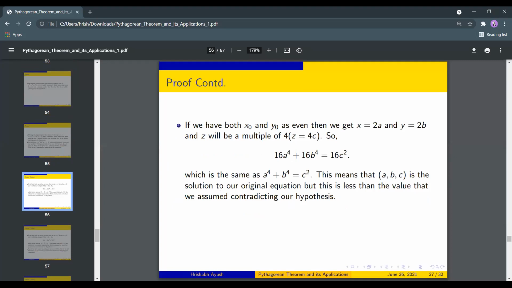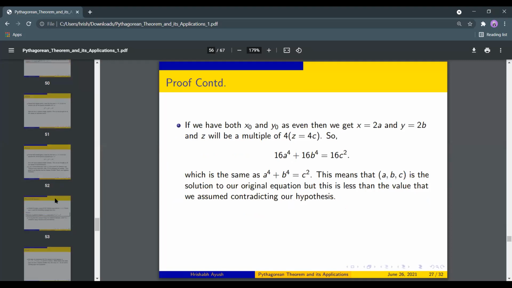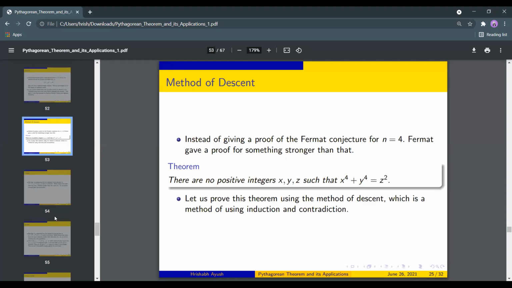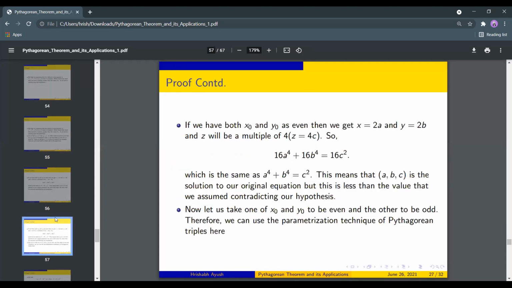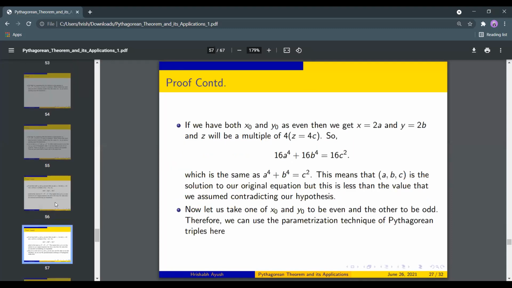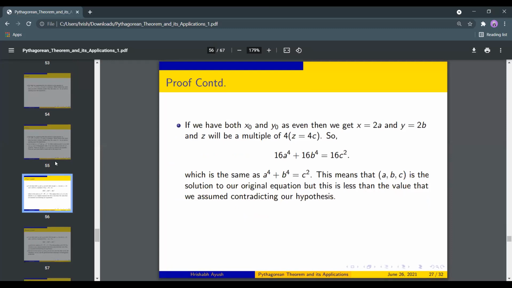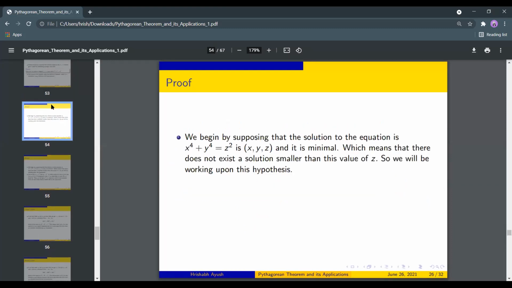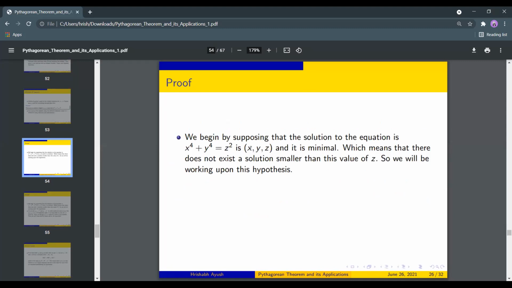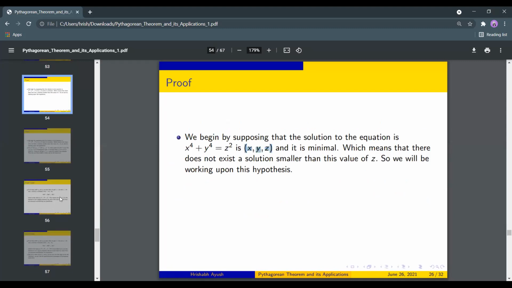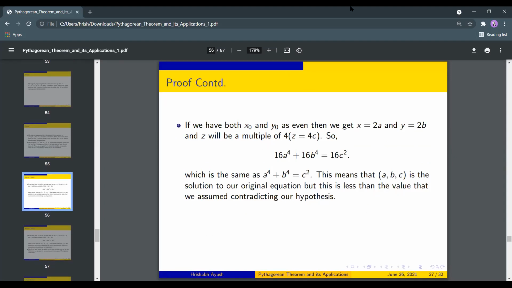But this is lesser than the value that we actually used to find it. So that was this thing. Let me move to the previous slides. So we suppose that x, y, z is minimal, and we found that a, b, c is the solution to our equation. So this gives you a contradiction.